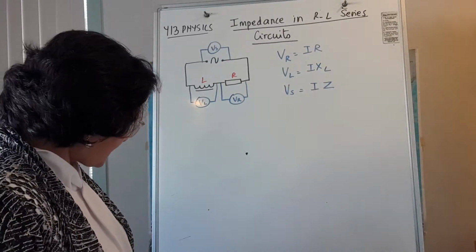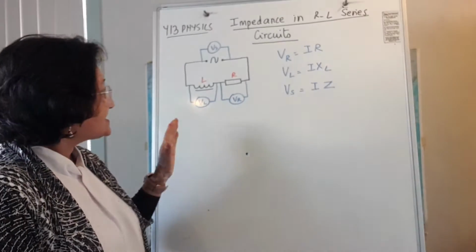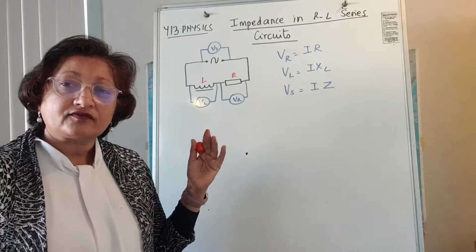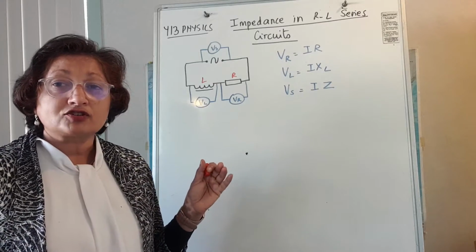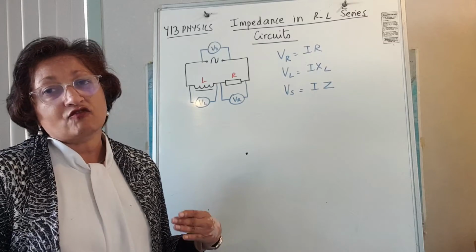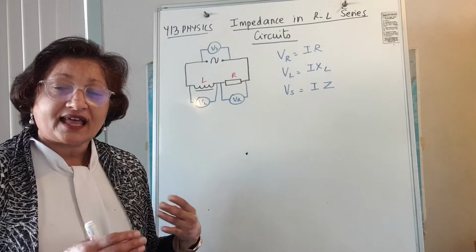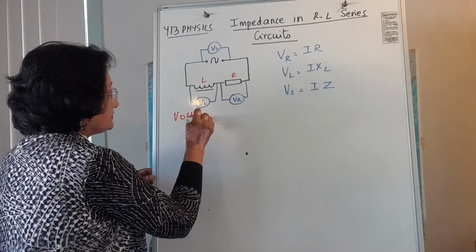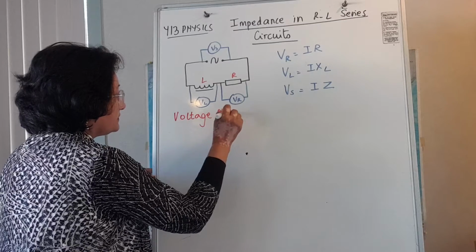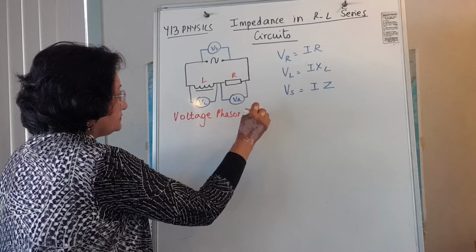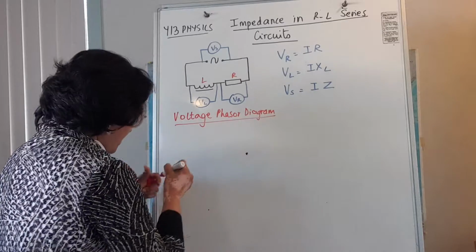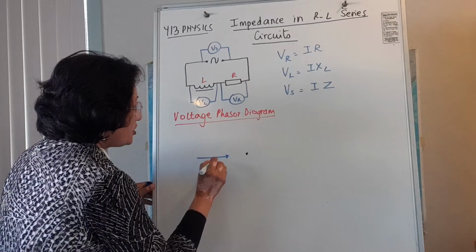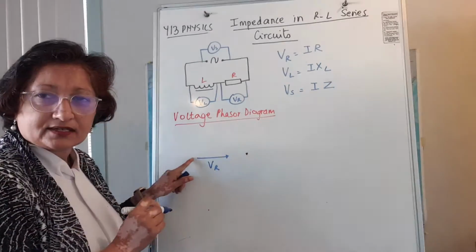Now, we have learned that the voltage across the inductor and the voltage across the resistor are out of phase in an AC circuit. They're out of phase by 90 degrees, with the voltage across the inductor leading the voltage across the resistor. So knowing that, we can draw a voltage phasor diagram. For a voltage phasor diagram, it is customary to draw the voltage across the resistor as the horizontal vector.